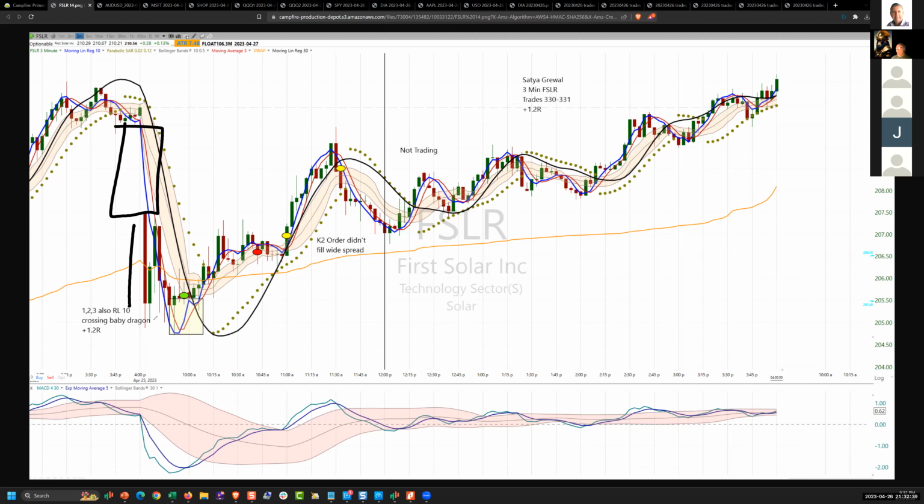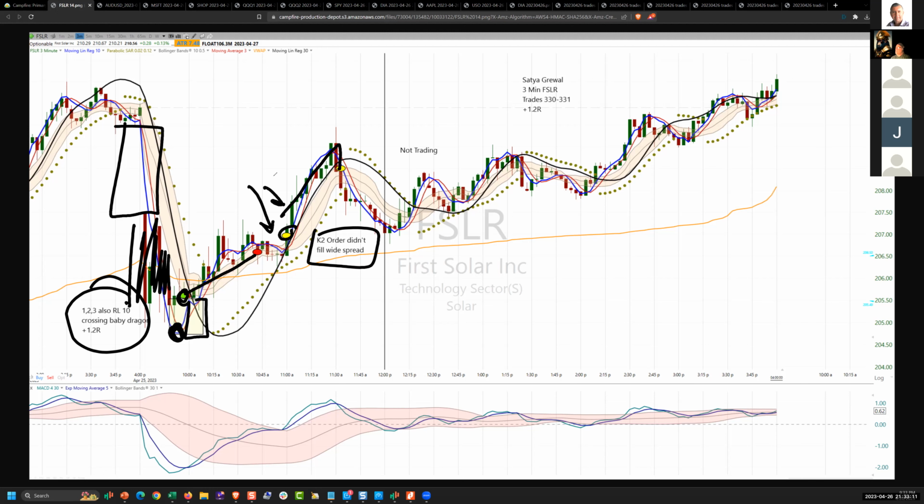Big gap down. He waits for the R10 to roll over, so that means all the shenanigans are over. He's just waiting for the morning hook. Crosses the baby dragon. Gets a 1, 2, 3. Standard risk, 1.2. Just like downtown. He didn't get filled, and the spread was too big, and he didn't want to chase. But if he had been filled, or if he had chased and entered anywhere in here, that's the exit point.